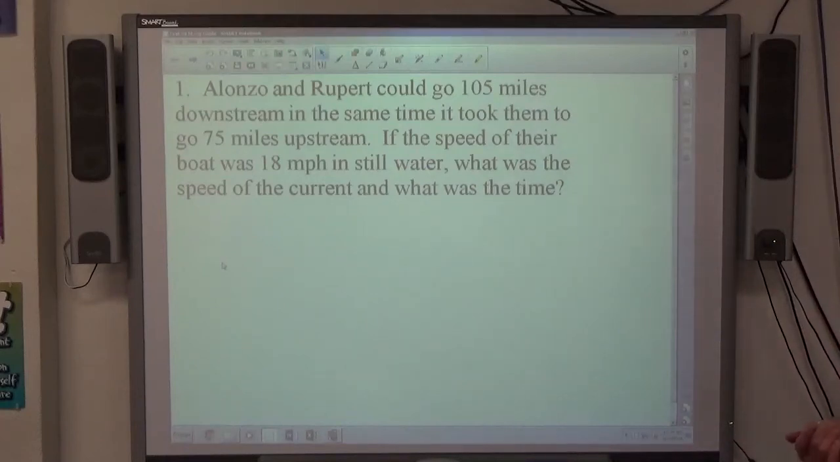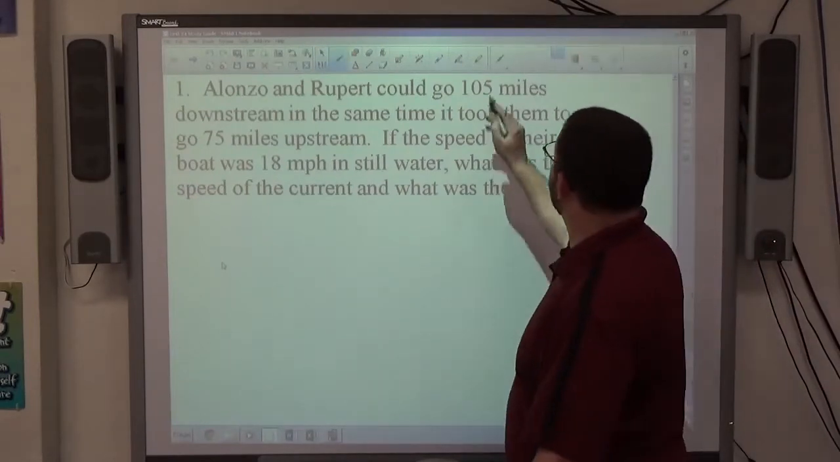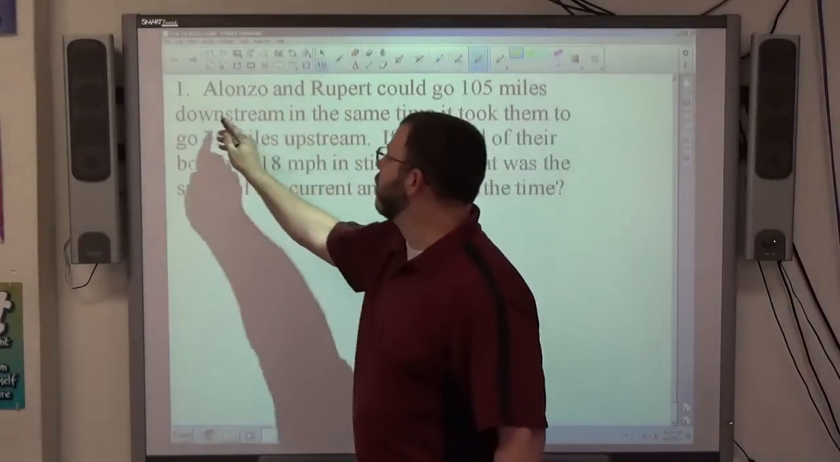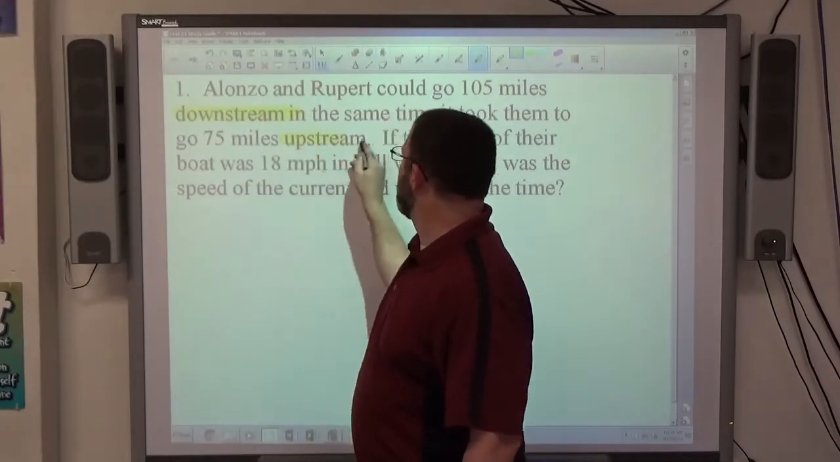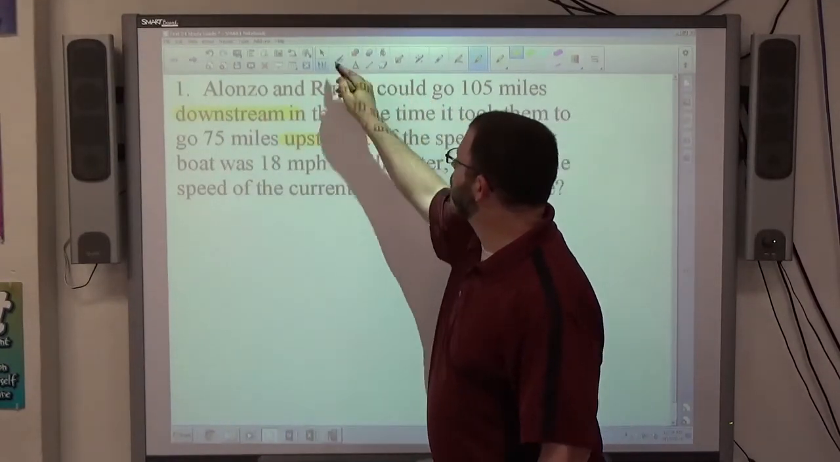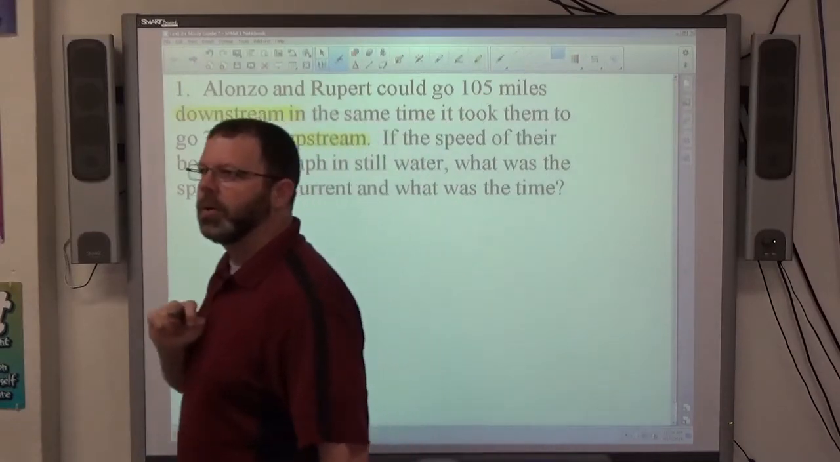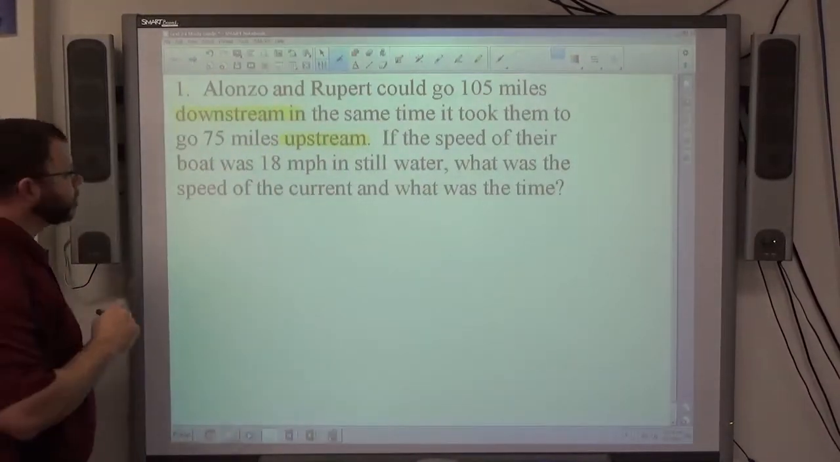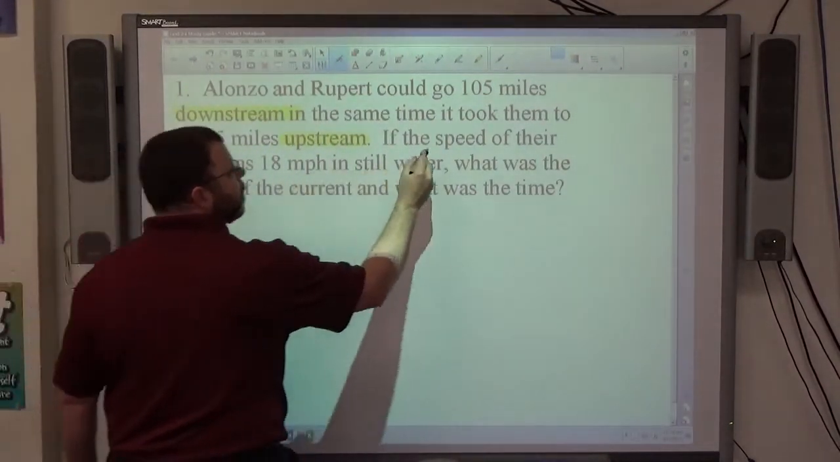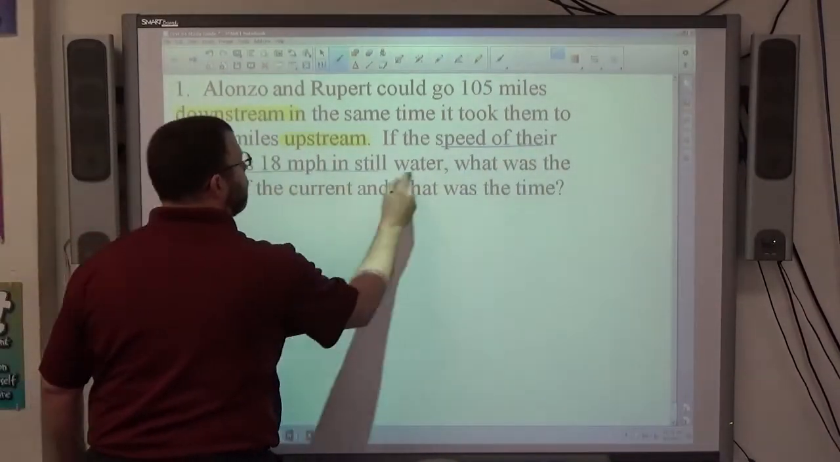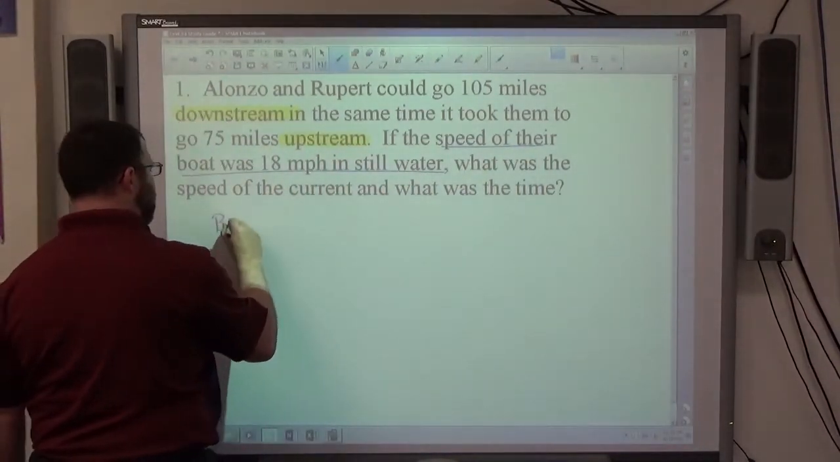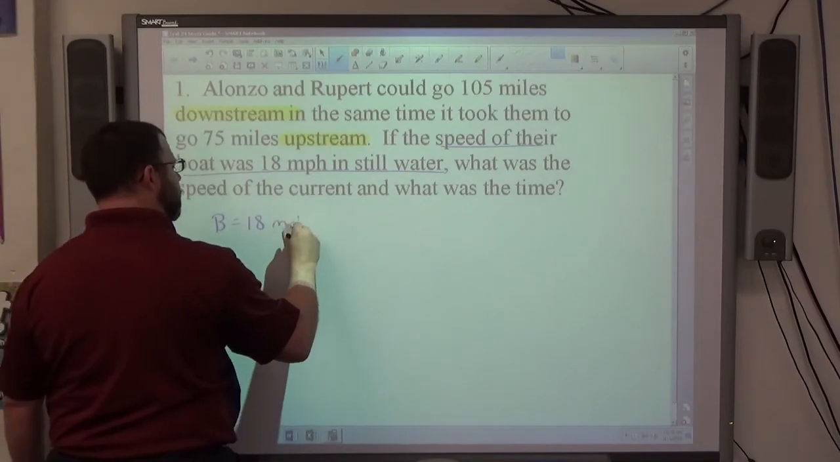Okay, problem one. Alonzo and Rupert could go 105 miles downstream in the same time it took them to go 75 miles upstream. As soon as I start seeing words like downstream and upstream, I know it's a boat in the river problem. So the first thing I concern myself with is speed of boat in still water, speed of current. So it says the speed of their boat in still water was 18 miles per hour. So B is equal to 18 miles per hour.